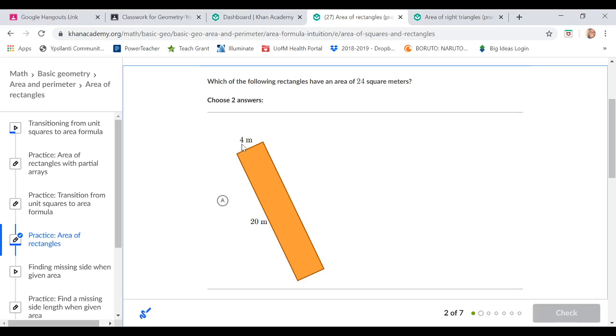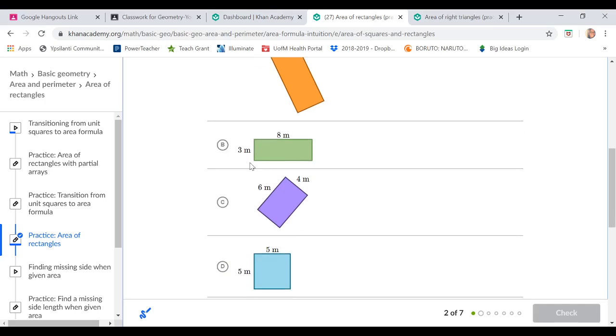They're trying to trick you. They want you to just add them. 4 plus 20 is 24. When we're finding the area, we have to multiply. So A is not the correct answer. If we look at B, we have 3 times 8, right? So 3 times 8 is 24.